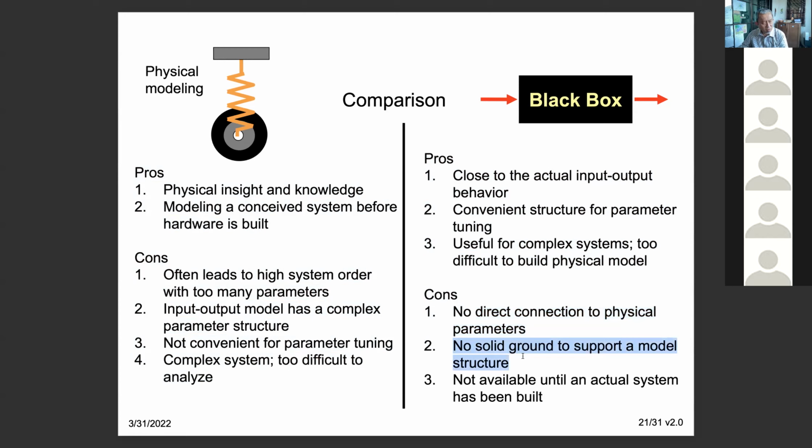We just capture the data and then try several model structures: linear model, non-linear model, second order, third order. Then we plug them in and see whether the estimated model mimics the real model. And it is not available until an actual system has been built. Of course, we cannot get the prototype until you have the real actual system. If you don't have any real system, we cannot do any experiment to inject the input into the unknown model.